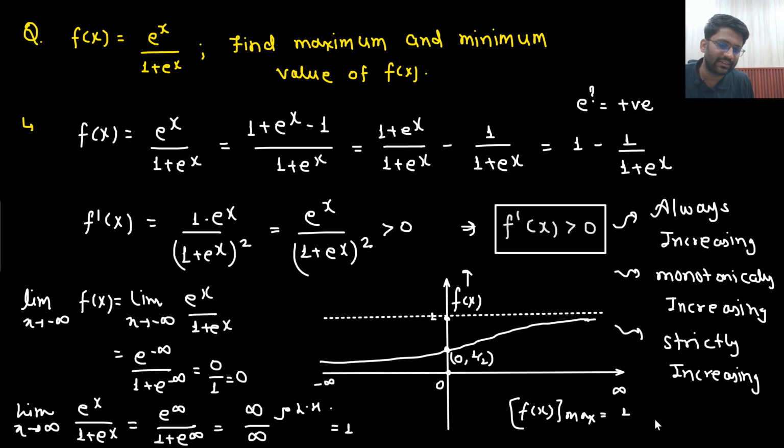And what is the minimum value it is attaining? The minimum value it will attain is 0. From 0 to 1. Is that clear to you? Okay, understandable. So the answer is 1, 0. Maximum value is 1, minimum value is 0. So this is how we can solve these kind of problems. Very simple, very straightforward. Just differentiate and your job would be done. Try drawing the graph. If you have drawn the graph, job would be done.